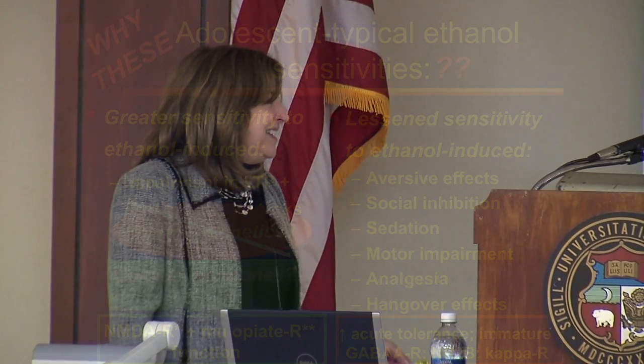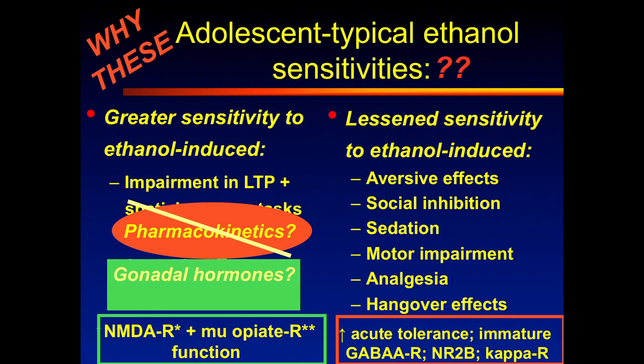But where we have seen changes that appear to be relevant to these age-typical alcohol sensitivities is in the chemical communication systems in the brain, the neurotransmitter systems that are synaptically interacting. We've found changes in the glutamate system, the NMDA receptors, and the mu-opiate receptors that are particularly critical for this social facilitation that we've been seeing. And Scott's linked these LTP things to changes in both glutamate and GABA systems. These lessened ethanol sensitivities seem to be related to immature GABA A receptor responses, changes in NR2B glutamate receptors, and also perhaps the kappa receptors in terms of the aversive effects, although we need to collect more data on that point to be sure that we're correct about that.